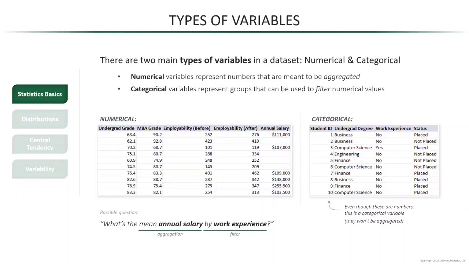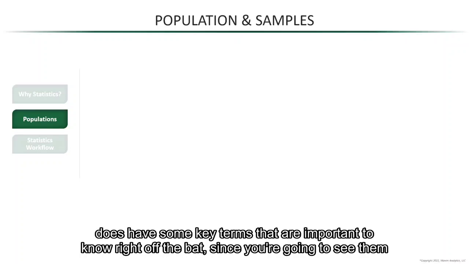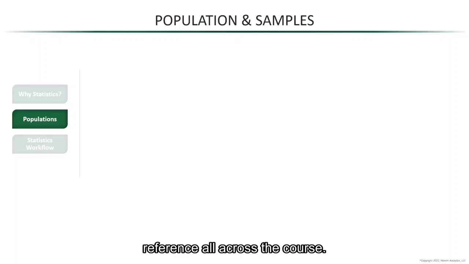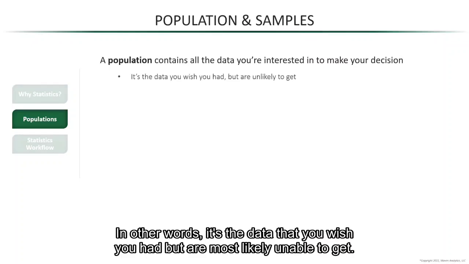All right, time for the inevitable vocabulary lesson, because whether we like it or not, statistics does have some key terms that are important to know right off the bat since you're going to see them referenced all across the course. So let's talk about populations and samples. Now, a population contains all the data that you're interested in to make your decision. In other words, it's the data that you wish you had, but are most likely unable to get.